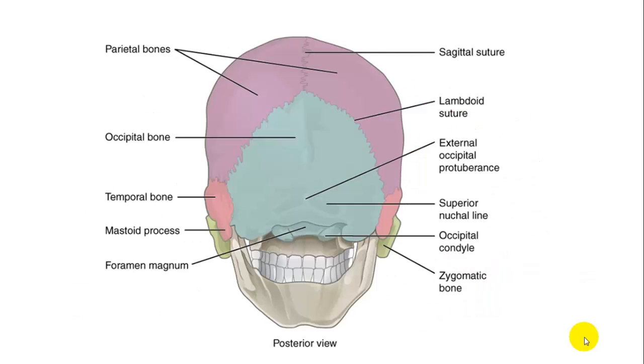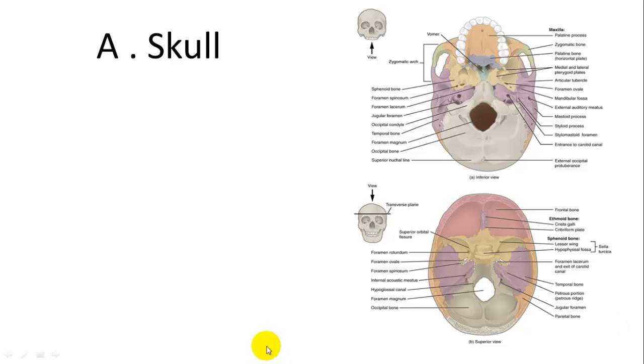So here you can see the occipital bone and the temporal bone. The temporal bone also goes up along the sides here. And on the next one, you can also see on the interior of the brain case, the sphenoid bone here and part of the ethmoid bone here.